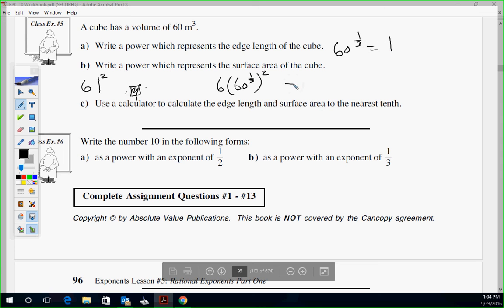Okay, and so then we can simplify this based on what we've done today. It'd be to the 2/3, because 2 times 1/3 is 2/3. So that's the simplest you could write it there. That would turn out what the surface area is. Use a calculator to calculate the edge length and the surface area to the nearest tenth. So when you actually do that, the edge length is 3.9, and the surface area is 92. Okay.